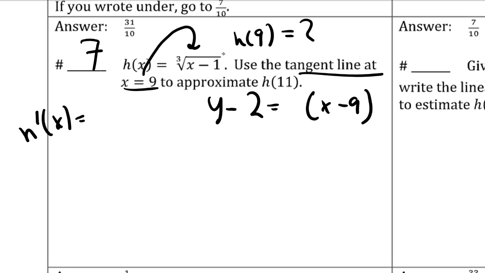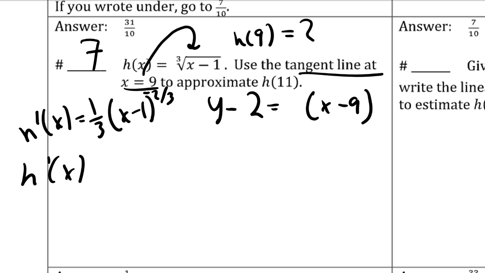So if you think of cube root as an exponent of a third, you can bring the power down and then lower the power by 1. 1/3 minus 1 would be negative 2/3. And you don't have to do this, but I'm going to move it down and make it a positive 2/3 because I think that'll be easier later. And I'm trying to do this at 9. So if I plug in a 9 for x.